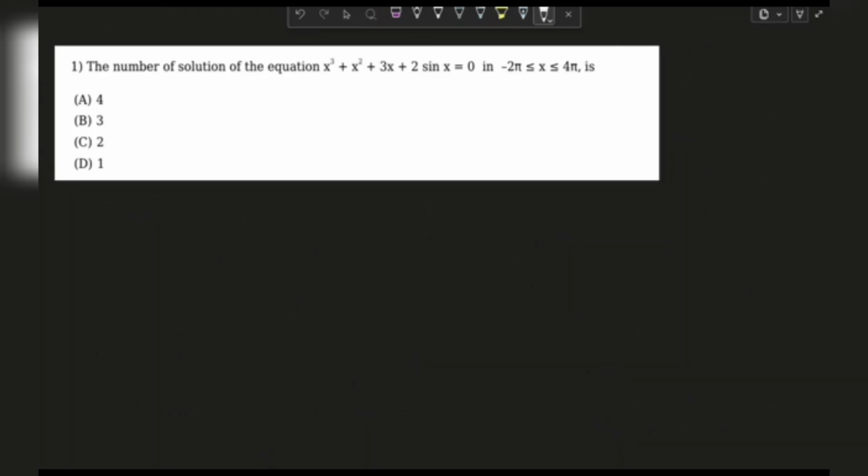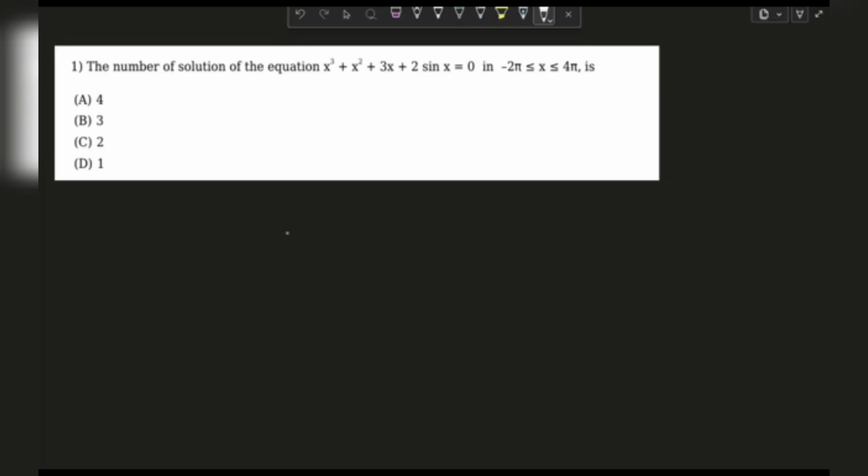So here's our next question. Now, as we did a pretty difficult question, let's move on to a little bit medium side. So this is your question. We have to find out the number of solutions to this equation in the range minus 2 pi to 4 pi. So you can do that. I will wait. Okay, I am starting off.